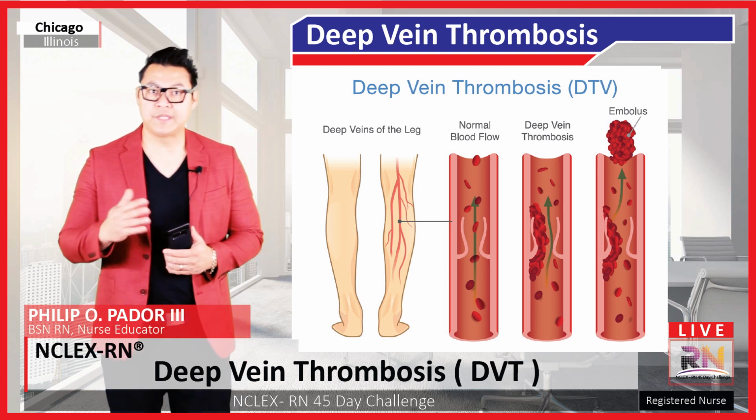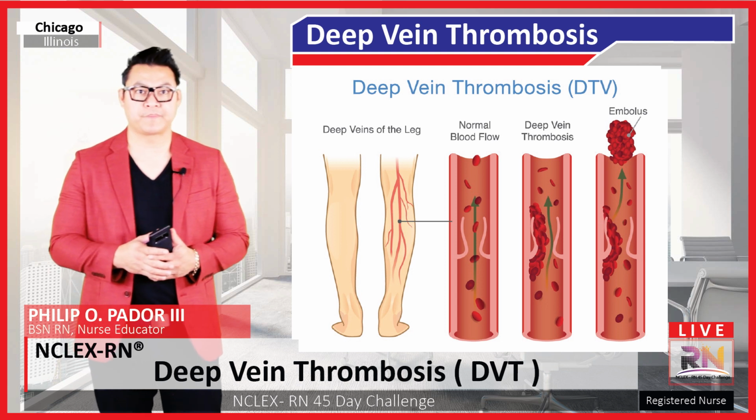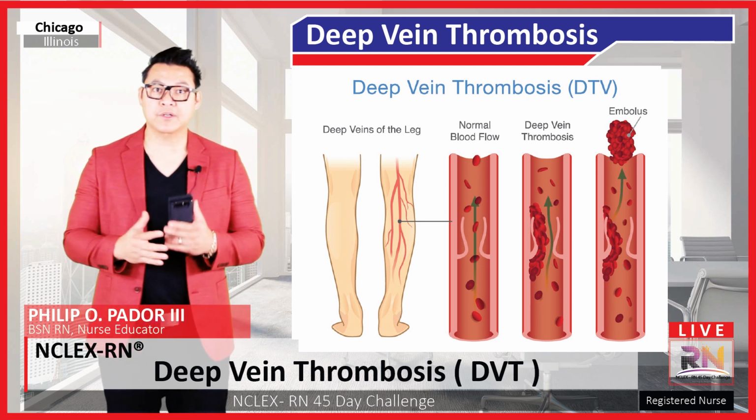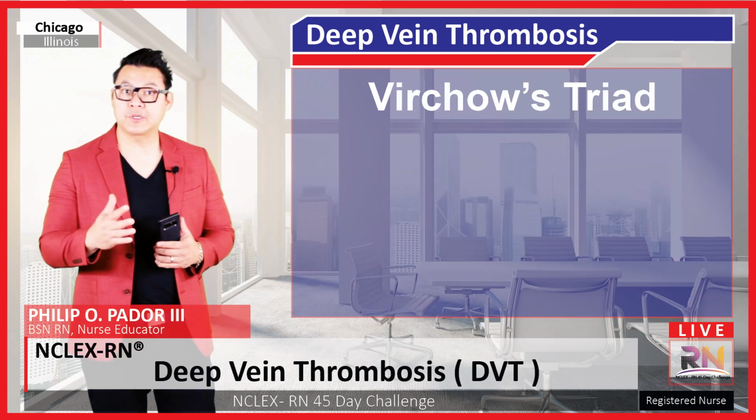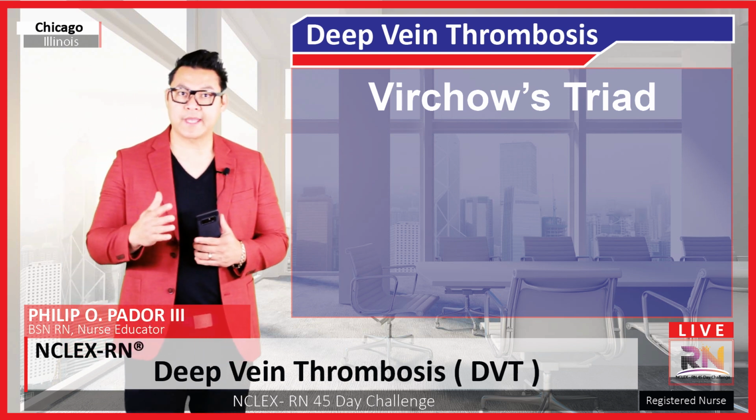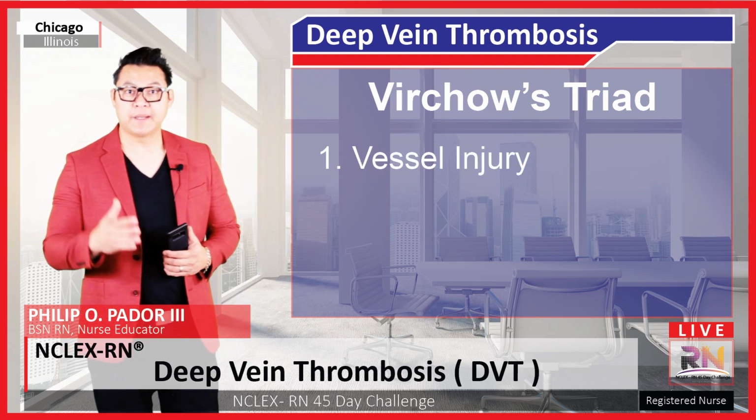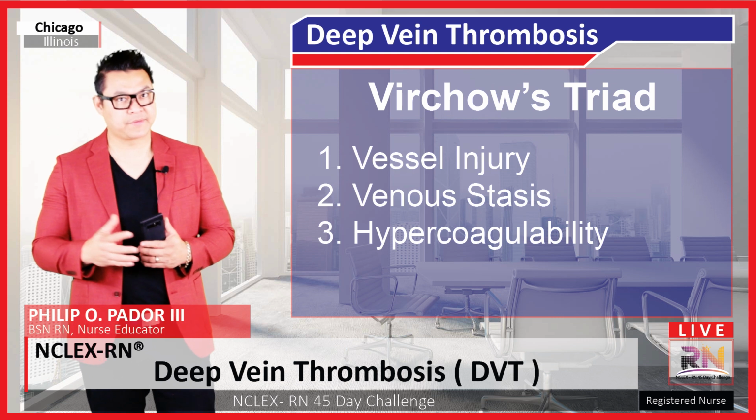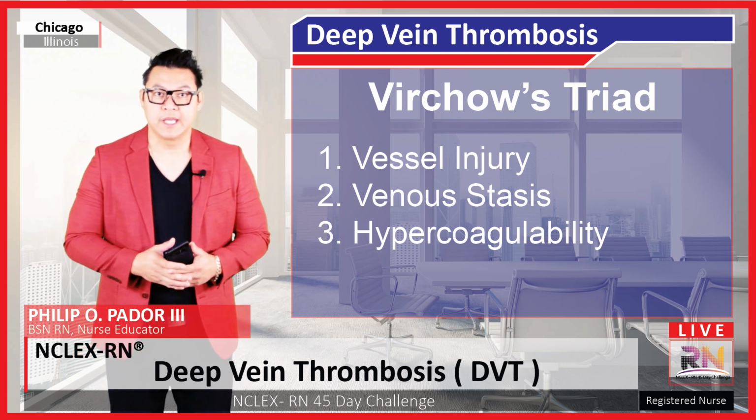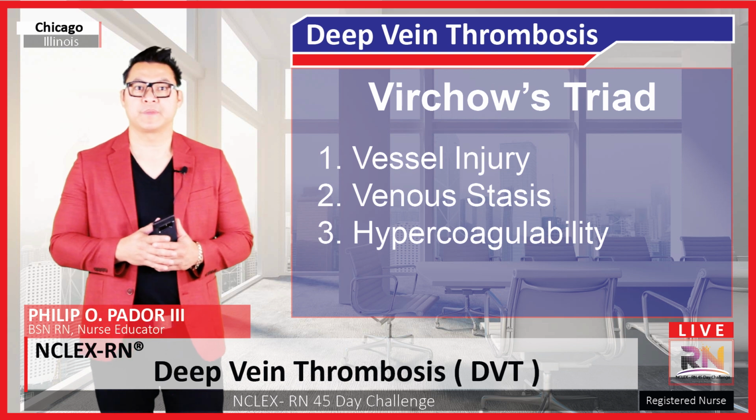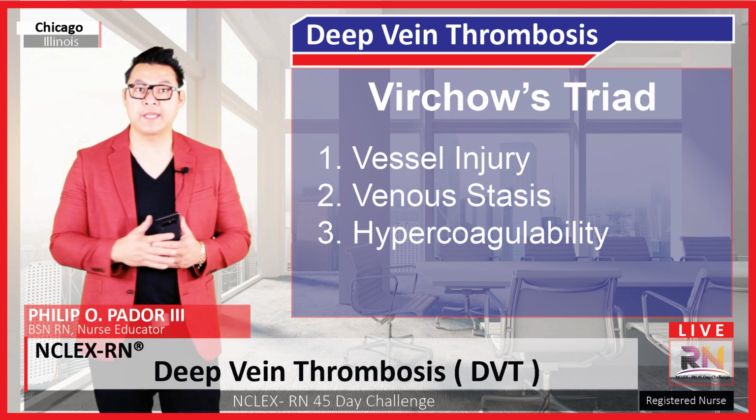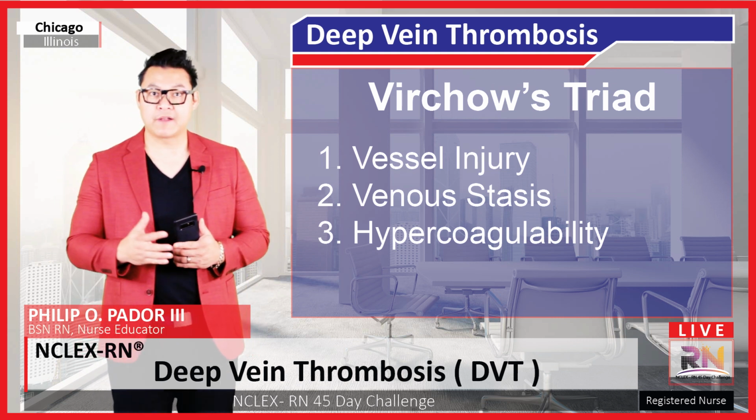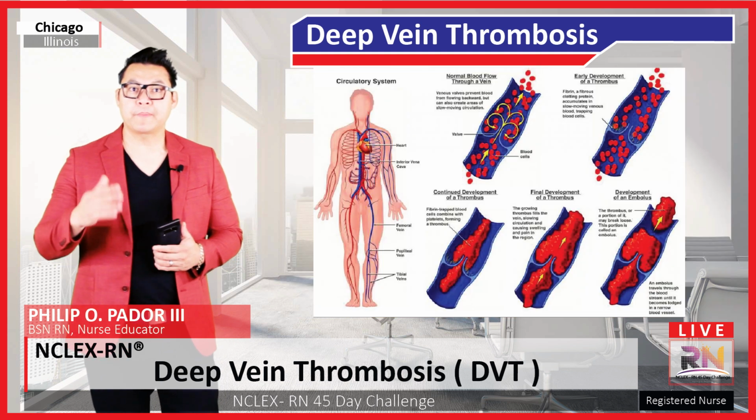There are many causes of deep vein thrombosis or thrombus formation, but they can all be condensed into three things. These three factors make up what we call the Virchow's triad, which includes vessel injury, number 1, venous stasis, number 2, and hypercoagulability, number 3. Different diseases and conditions lead to one or more of these factors, and this will predispose one to developing deep vein thrombosis.